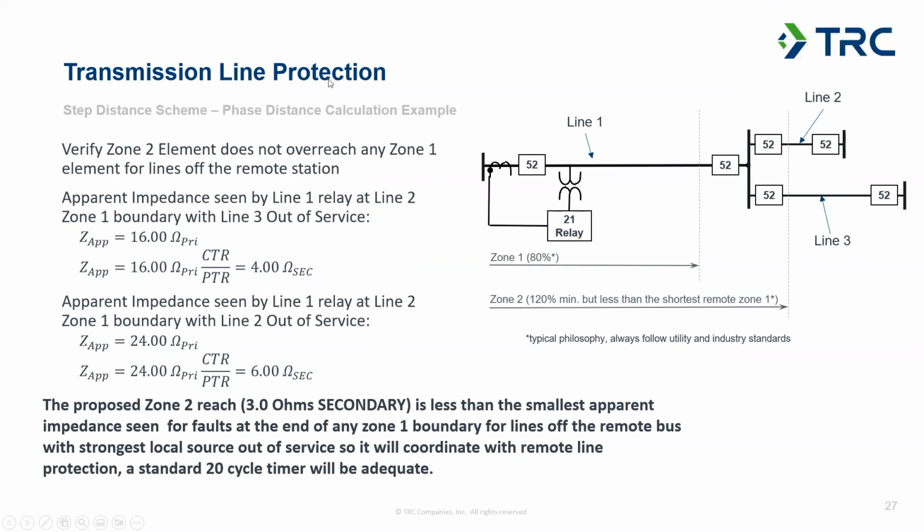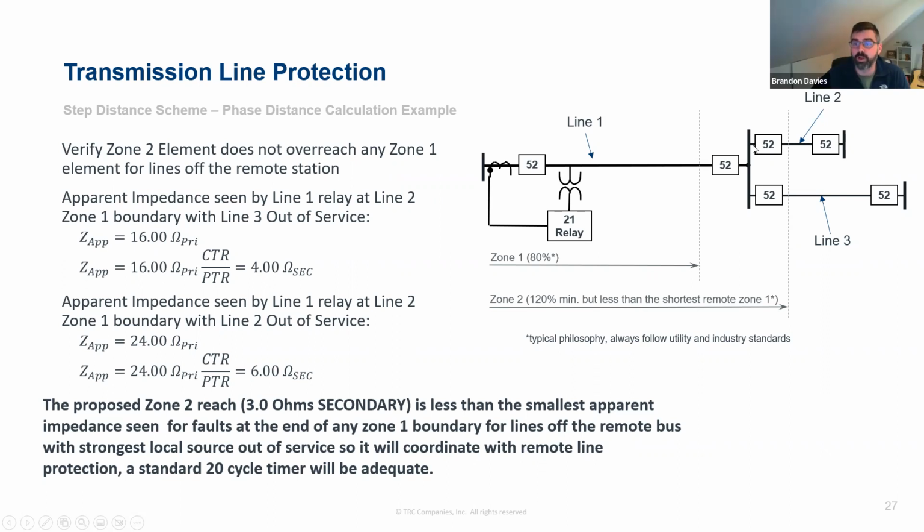Hey, Brandon, I had a question for you. Yeah. So I've been following along. I've been hoping the revelation would hit me, but when you say, and I'm looking at zone 2, 120% minimum, but less than the shortest remote zone 1. I guess it's not clear to me. Do all of these breakers have their own relays, and what is not being shown, or additional zones?